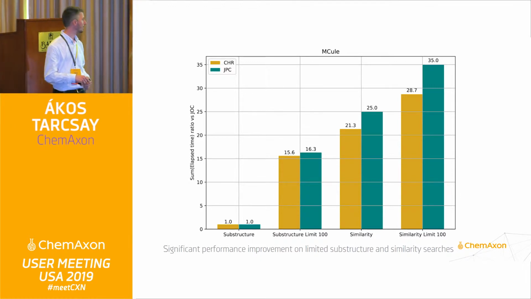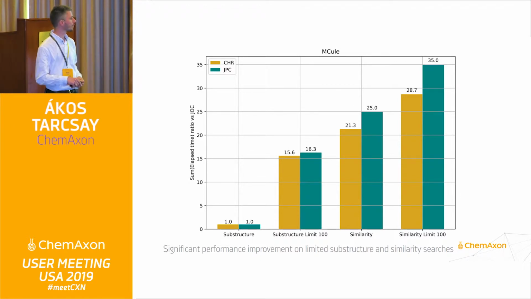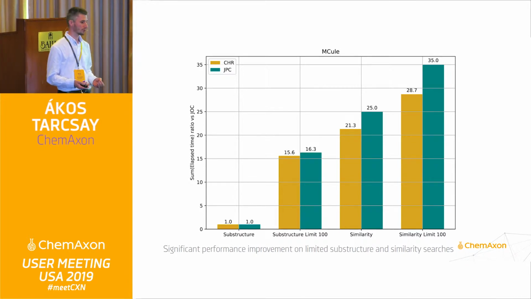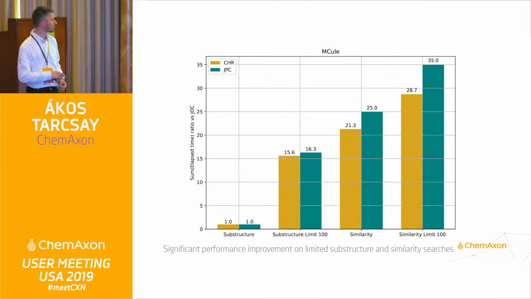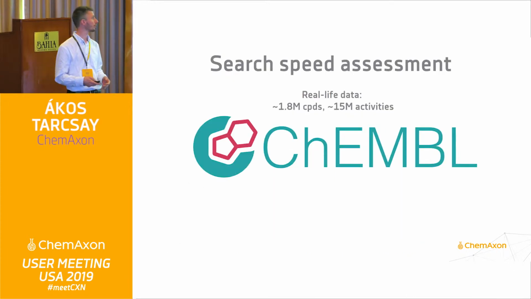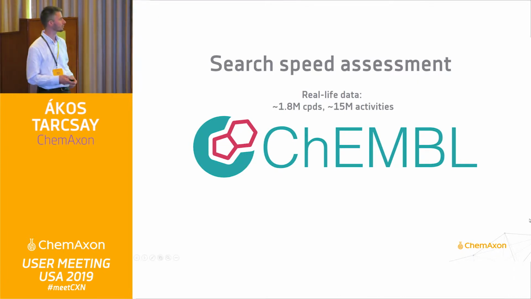So in summary, we see significant performance improvement on limited substructure or similarity screens and searches, and that's also true for the substructure search if you have a low number of hits, so lower than tens of thousands.